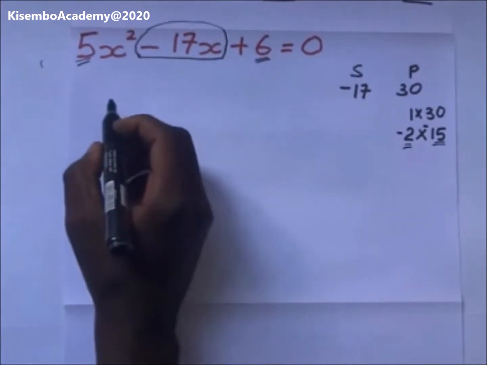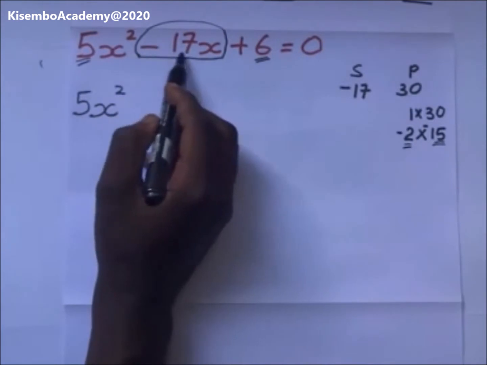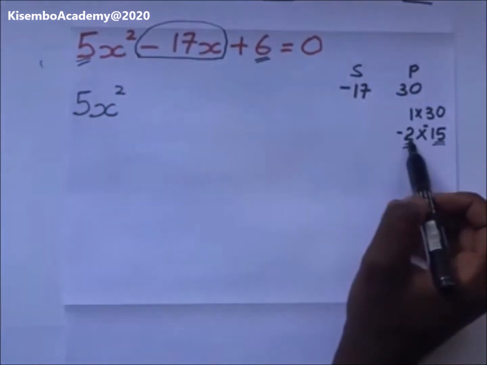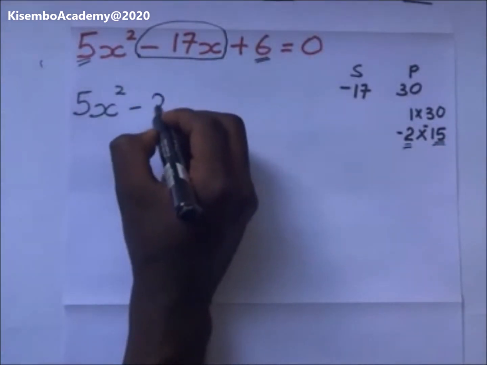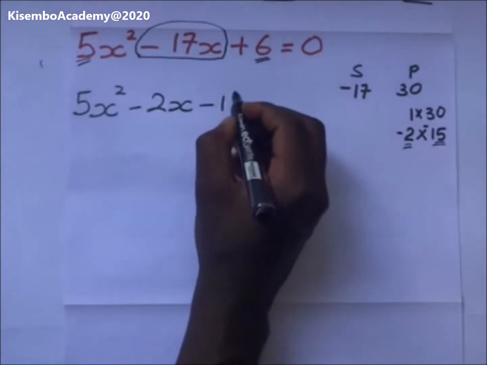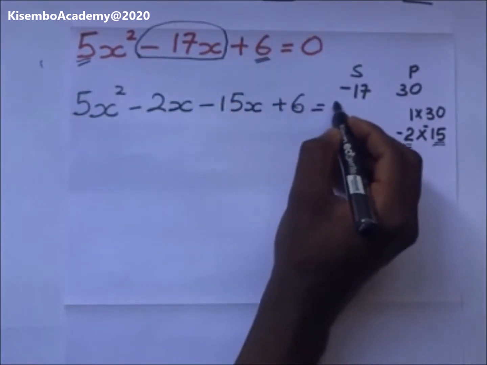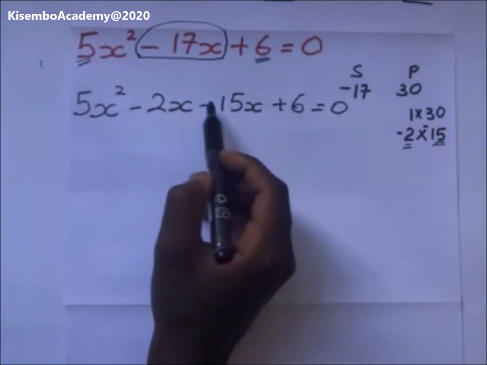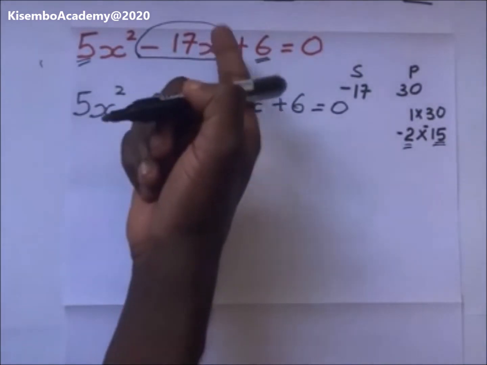So it means from here our next step is going to become 5x squared. Then now this middle term is going to be replaced by these two roots. So it's going to be negative 2x, that is minus 2x. Then negative 15x, that is minus 15x, then plus 6 is equal to 0. You realize that negative 2 minus 15 gives us negative 17. So this leads us back to that.